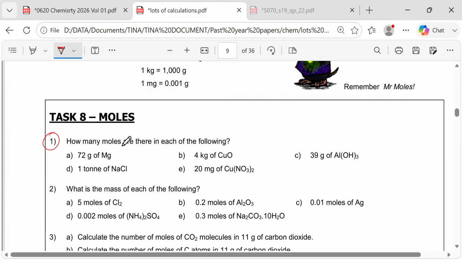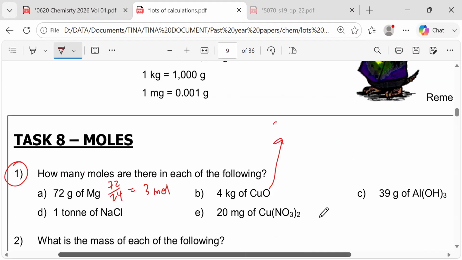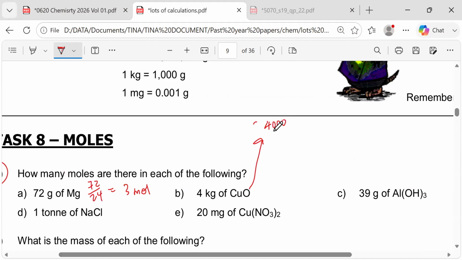So A is 72 over 24, correct? B, moles. Now, when you calculate, everything has to be in grams because molar mass is in grams. So 4,000 over 80, since CuO is 64 plus 16, which is 80. You get 50 moles.